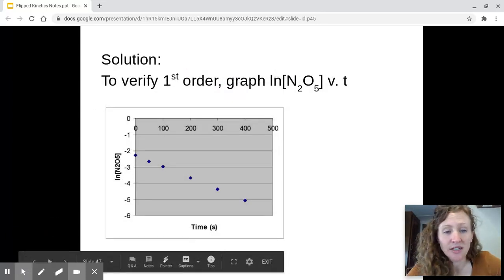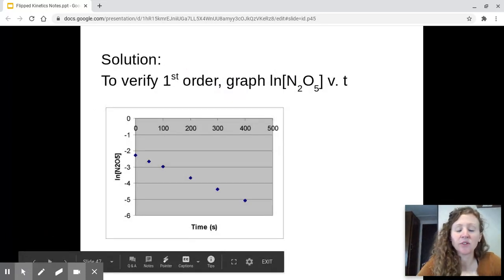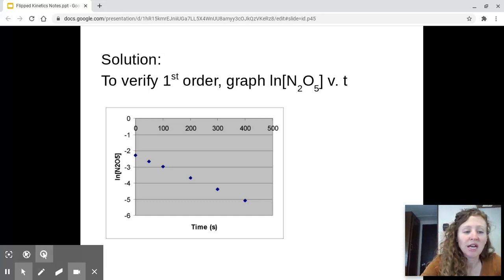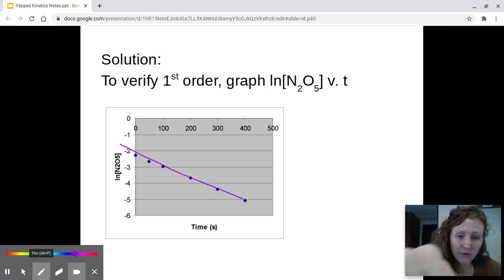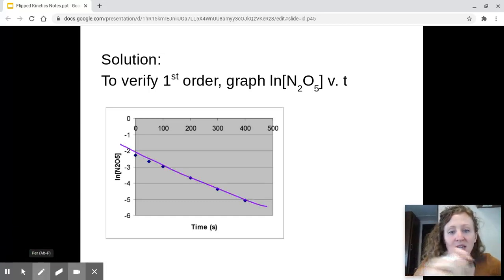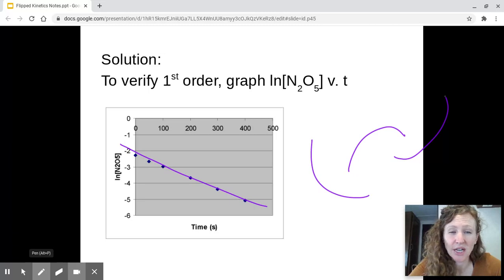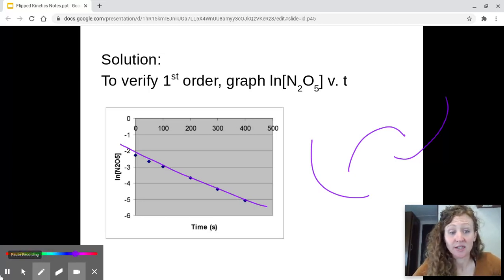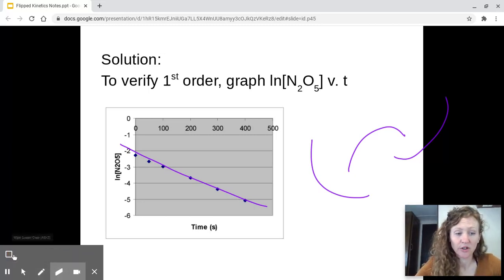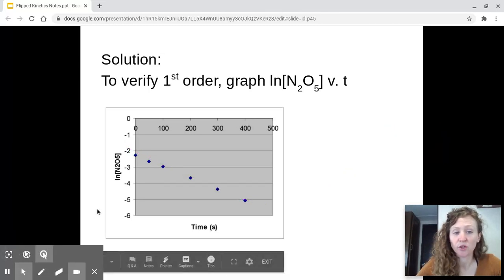Okay, so here is a graph of time versus natural log of concentration, and you can see that it's fairly straight. It's not a curve one way or the other, right? It's a fairly straight line. And because this specific graph is a fairly straight line, we can conclude that it's a first order graph. It's a first order reaction.